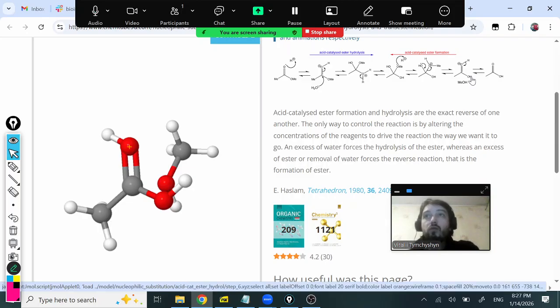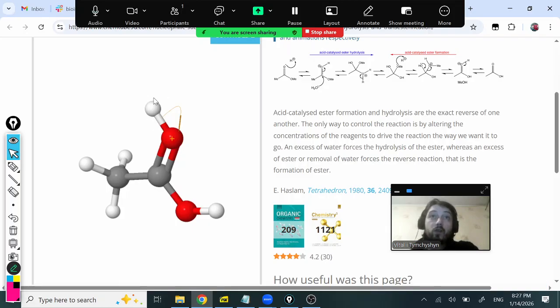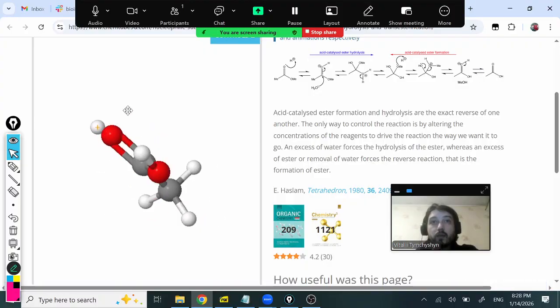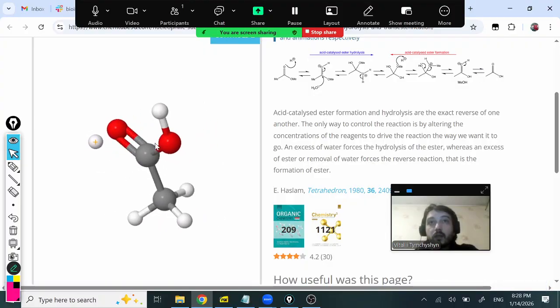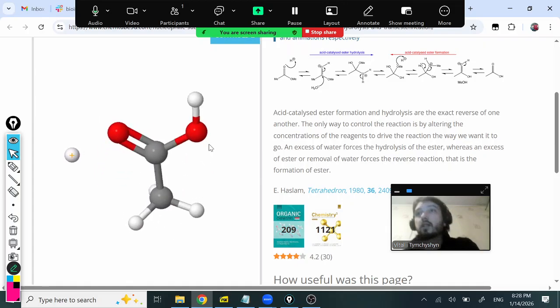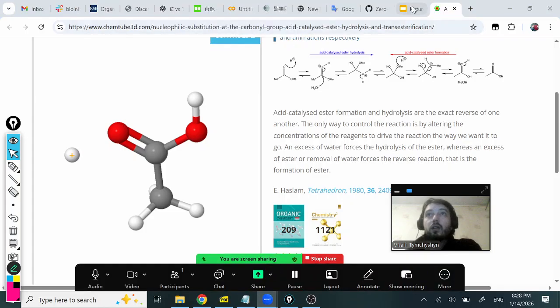Now what do we have next? Now this hydrogen atom can leave, and we will reform once again the neutral oxygen atom. Here we go. So here's what we have, and this is some sort of acid. So this is acetic acid. Good.